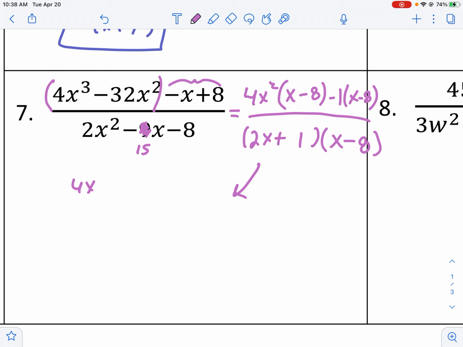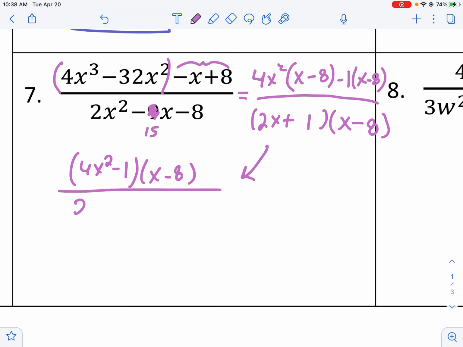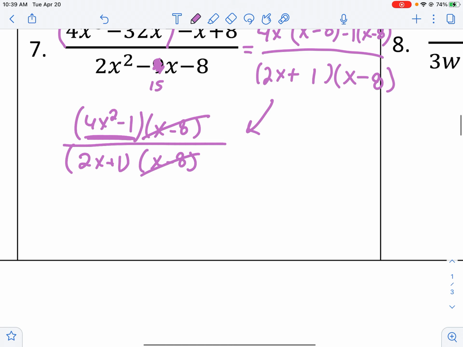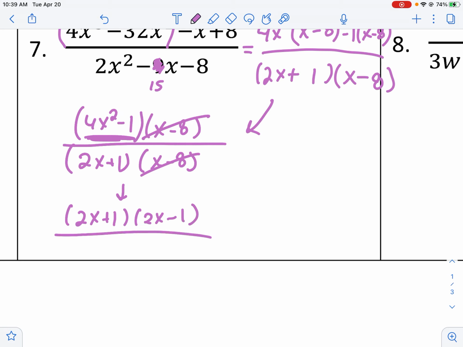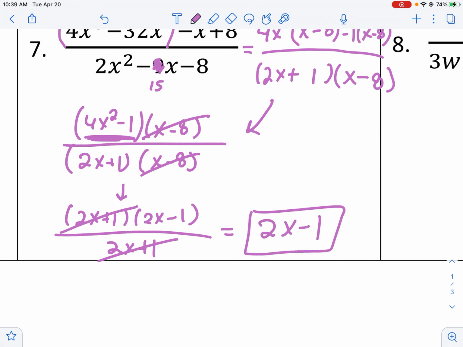So then we go here, we go 4x squared, and then minus 1 multiplied by x minus 8 when we finish factoring at top. And then we have 2x plus 1 x minus 8 here, so the x minus 8's cancel. 4x squared minus 1 keeps going, so that's 2x plus 1, 2x minus 1 over 2x plus 1. So 2x plus 1 and 2x plus 1 cancel. So then our final answer is 2x minus 1. All right.